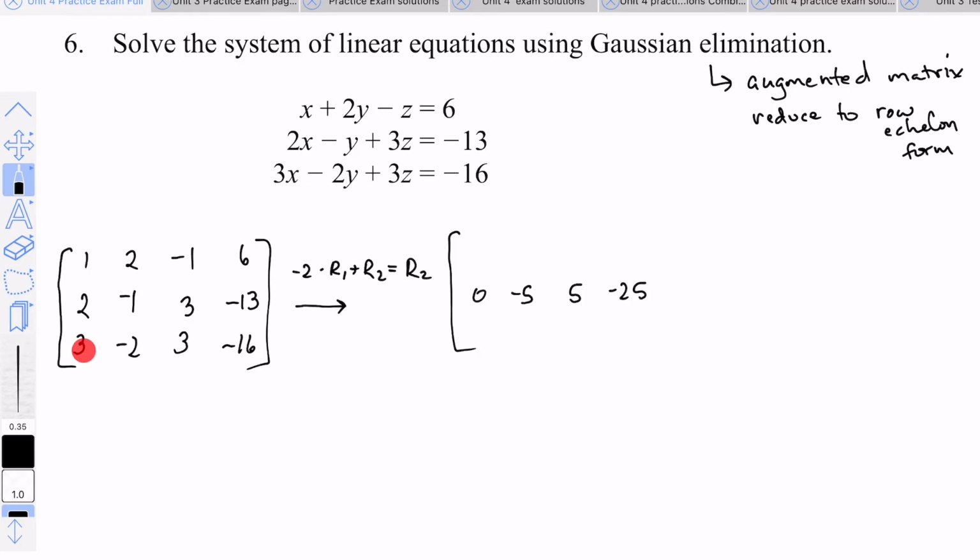So I'm going to do a similar row operation, but now I'm going to multiply row 1 by -3 and add it to row 3. So -3 times row 1, add to row 3 to become a new row 3. So again, 1 times -3 added to 3 is 0. -3 times 2 is -6. -6 plus -2 is -8. -3 times -1 is +3. +3 plus 3 is 6. -3 times 6 is -18. -18 plus -16 is -34.